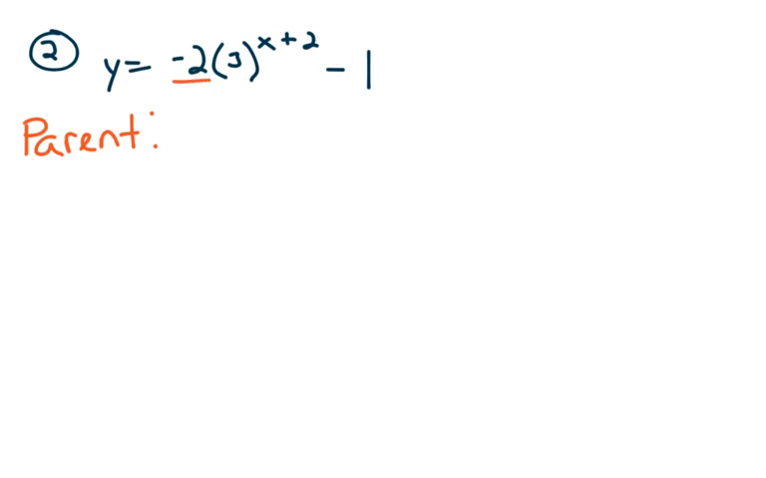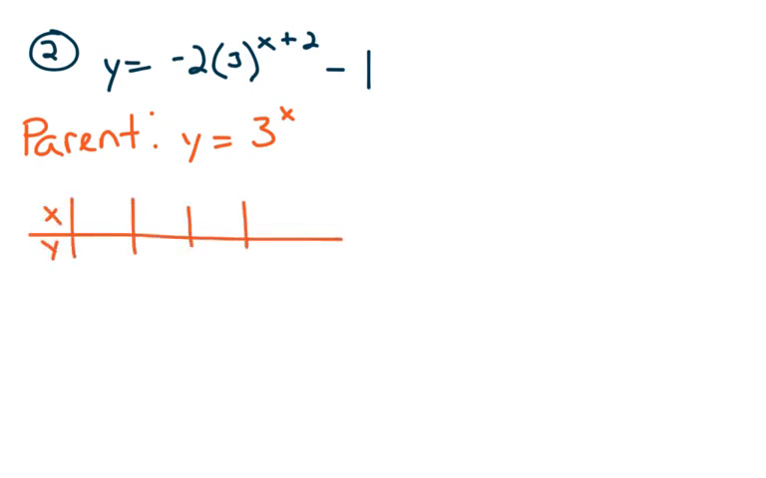And again, the -2 out front, the +2 up there, the -1, they don't mean anything in terms of the parent function. The parent function here is going to be y equals 3 to the x power. Okay, so we'll make our table here. X, Y, 5 spaces, 2, 3, 4, and 5. Extend those just a little bit. Those x values are going to be the same.